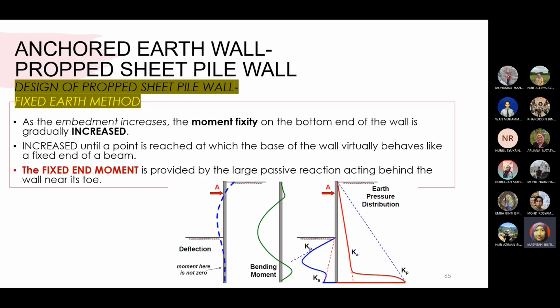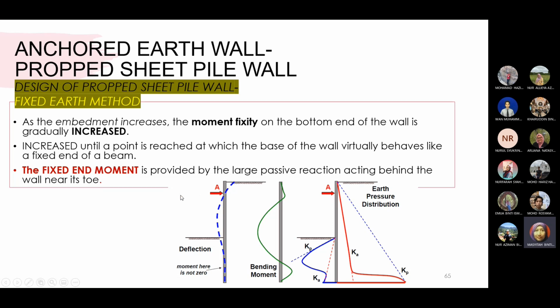How about the fixed earth method? So as the embedment increase, the moment fixity on the bottom end of the wall is gradually increased. So increase until a point is reached at which the base of the wall virtually behaves like a fixed end of a beam. So the fixed end moment is provided by the large passive reactions acting behind the wall near its toe. Okay, ini adalah conditions kalau kita ada fixed wall.